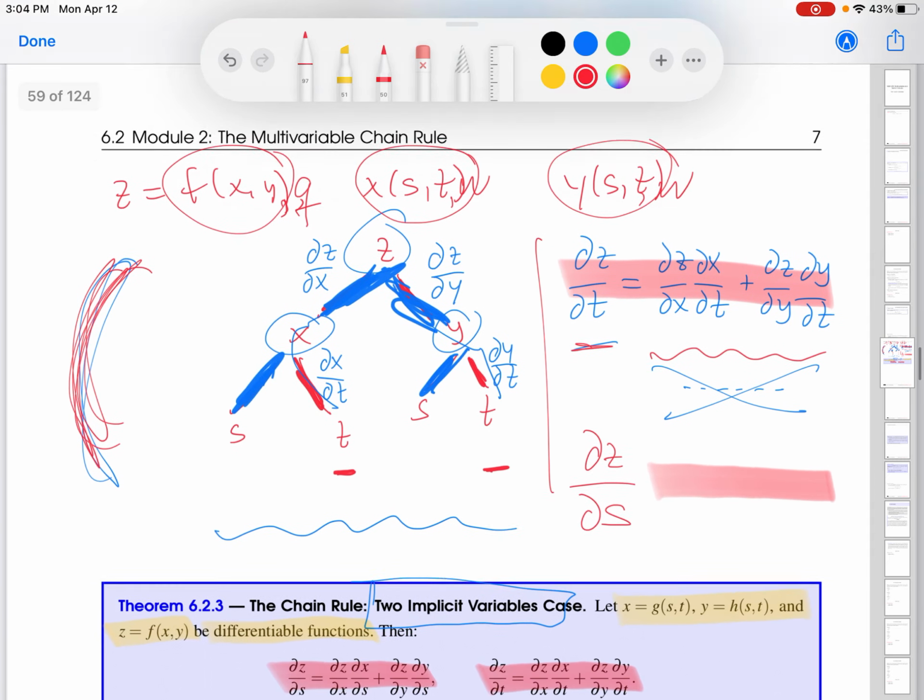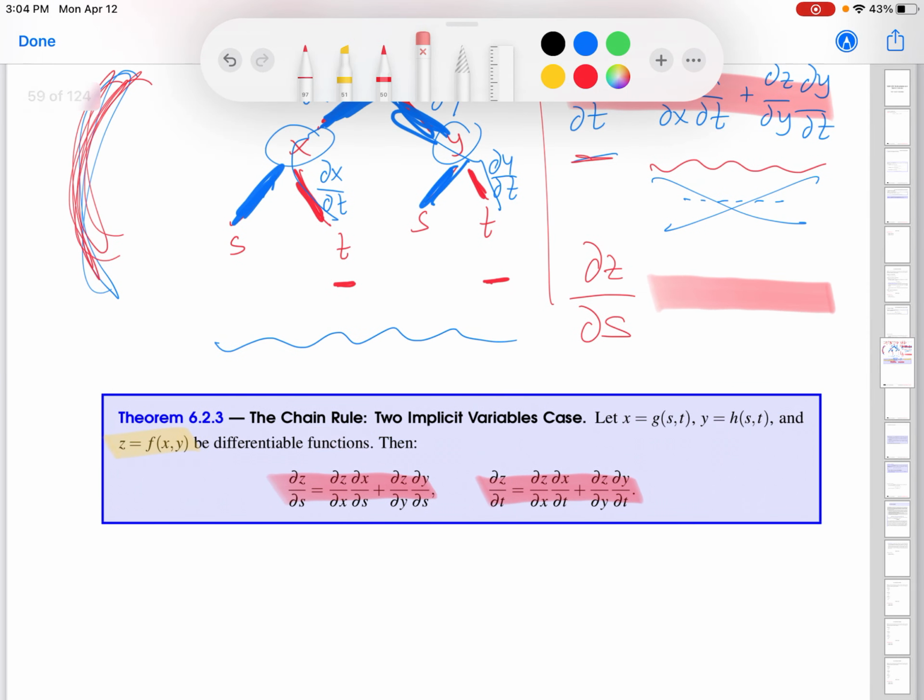It may happen, though, that down here, the function z might end up being a function of two implicit variables, s and t. In that case, the derivatives are not going to be full derivatives, they're going to be partial derivatives. But the structure of the chain rule is very similar to what the structure was before, except that instead of this being dx, ds, it's now del x, del s, and same thing for the other terms. So that's a quick summary of this video, and I'll see you in the next module.